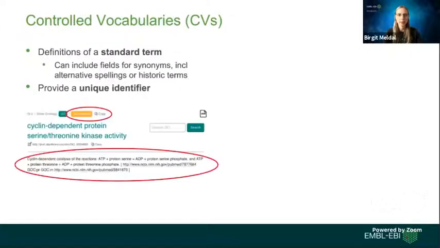Next, please. So in this example, this is a cyclin-dependent protein serine threonine kinase activity definition. The term has got a unique identity given by the Gene Ontology, which is the domain authority for molecular functions. And the definition describes this function in terms of the biochemical reaction it catalyzes.